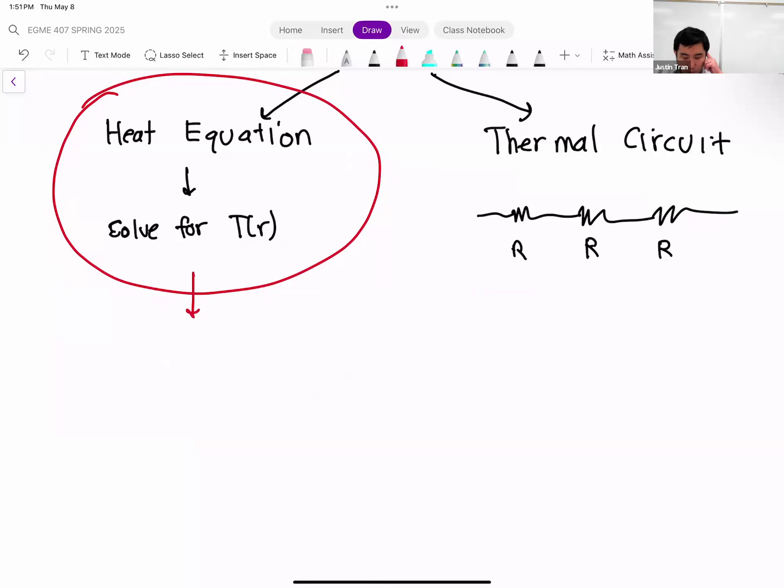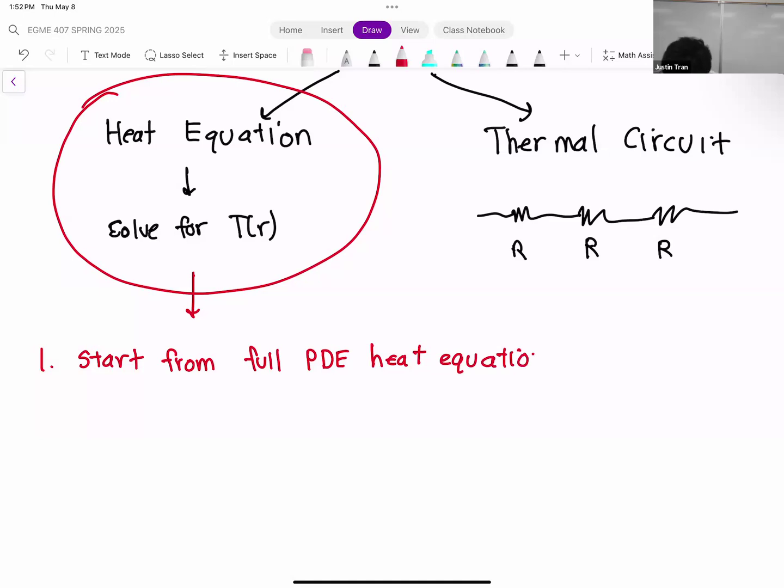Okay, so for these heat equation problems, the process through which you solve them is kind of the same. I don't know if I've ever written down a step-by-step process for these problems, but I think now is as good a time as any. The first step to solving these heat equation type problems is to start from the full heat equation, the full partial differential equation that represents the temperature distribution in your object.